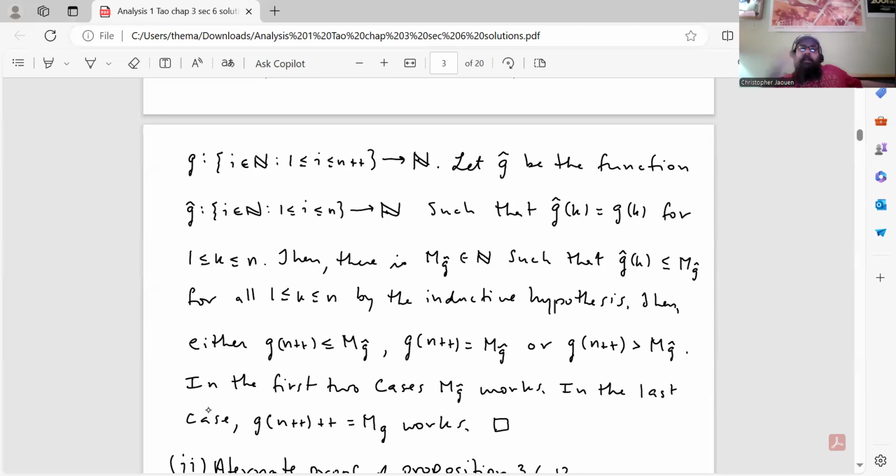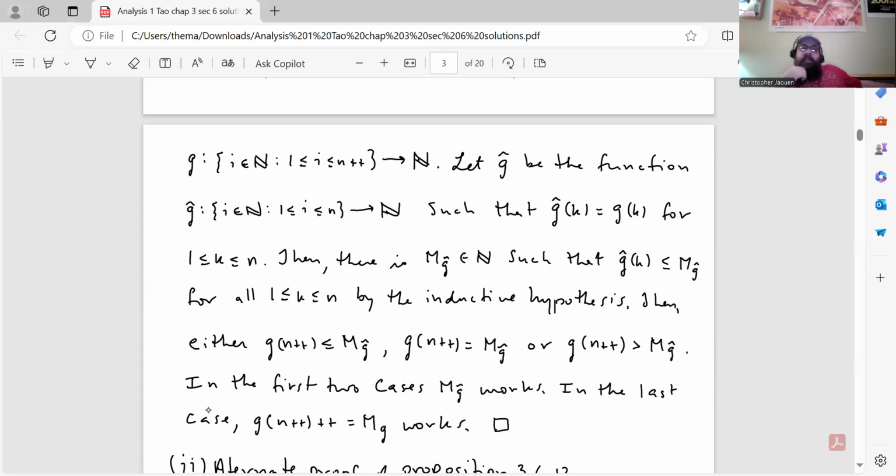Then there is a number, and an upper bound for all the numbers there. So m sub g hat, I'm calling it, such that g hat of k is less than or equal to m sub g hat for all k between 1 and n by the inductive hypothesis. Then either g of the successor of n is less than or equal to m sub g hat, or g of the successor of n is equal to m sub g hat, or g of the successor of n is greater than m sub g hat by trichotomy.